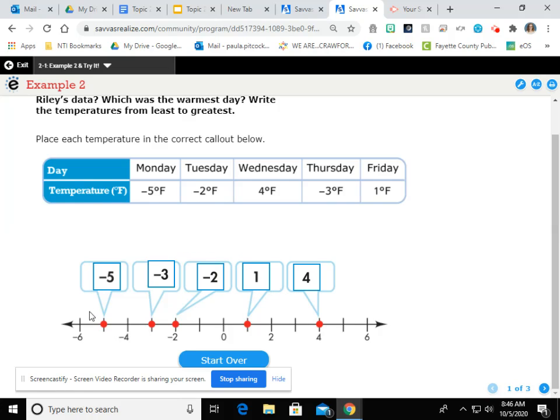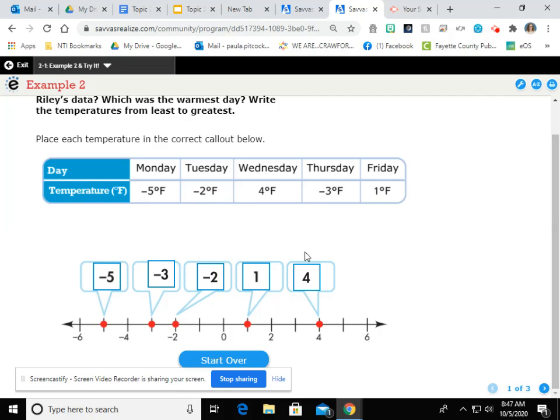When you put integers on a number line, they are automatically in order for you. So this is the least, and this is the greatest. So the warmest day was 4. The warmest day was Wednesday. The coldest day is -5. That was Monday. And my numbers are already in order from least to greatest for me.